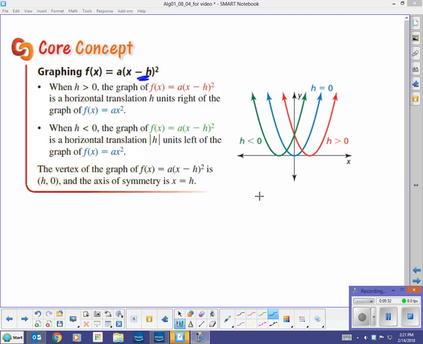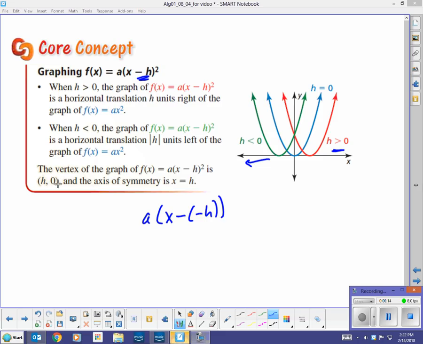So that's what all this is over here. When h is greater than 0, so when we're subtracting a number, it's going to move it to the right. That's what this one says. And think of this one here as a times x minus a negative number. Okay, so think of it as adding this number, it's going to go to the left. So when h is less than 0, negative, the vertex of the graph is h, 0, so all we're doing is moving it horizontally.